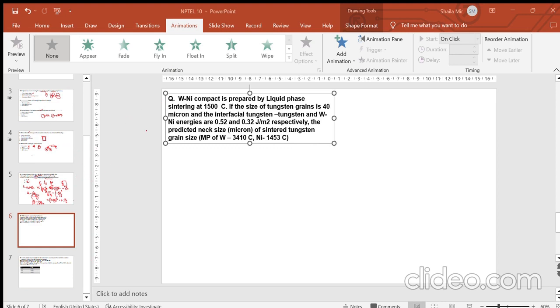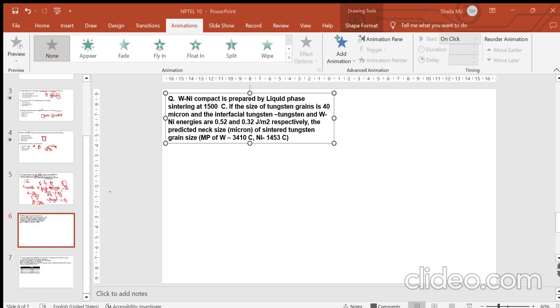Okay, so we are given an interfacial energy for tungsten. What is that? That is the surface energy between tungsten and tungsten atom, and that is given by 0.52. And then we are also given the interfacial energy between tungsten and nickel, which is given by 0.32. And you have to calculate the predicted neck.